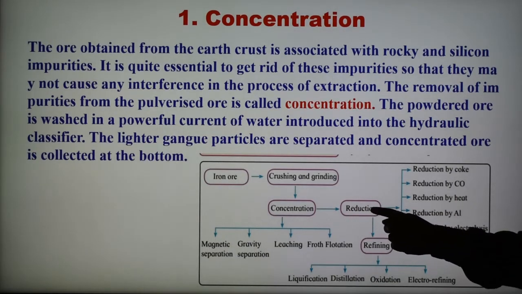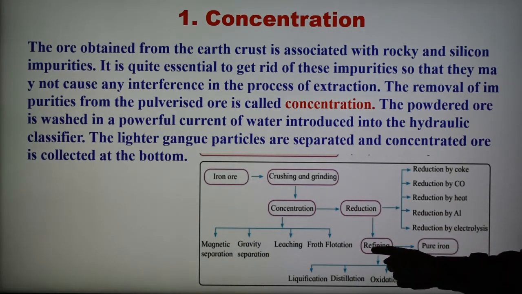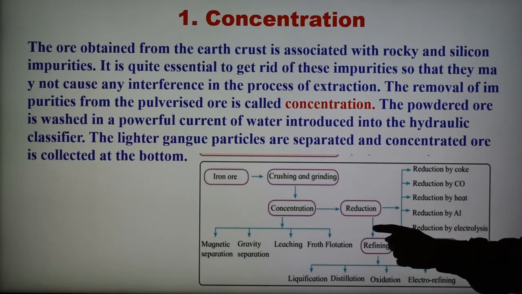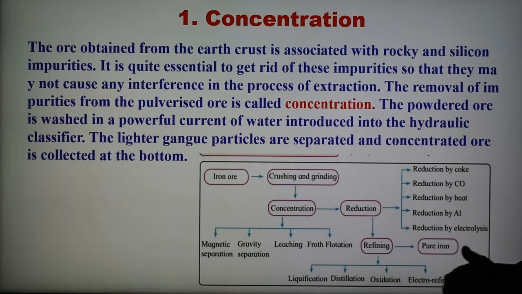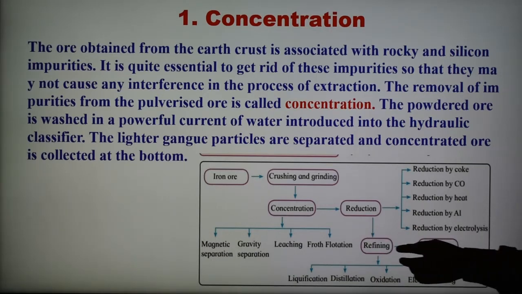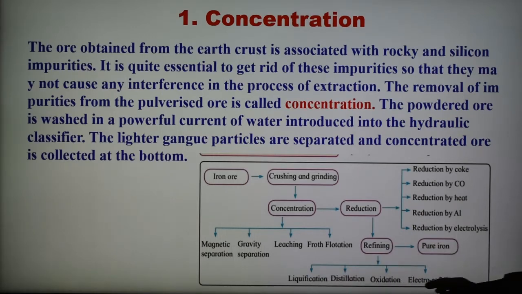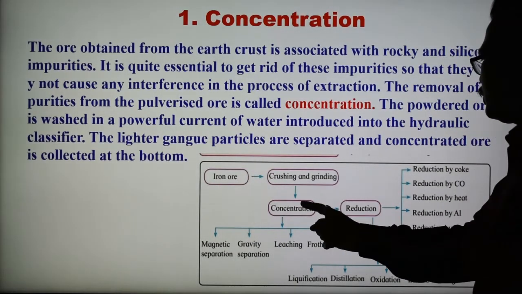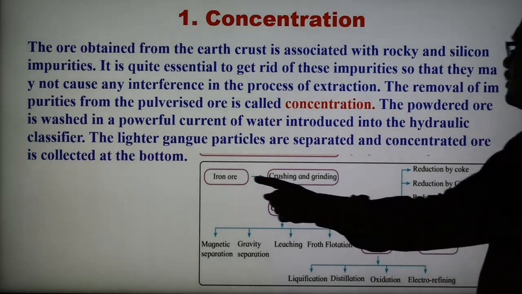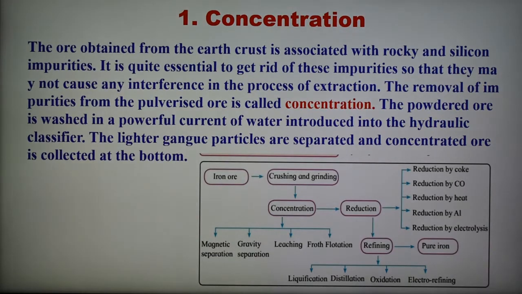After roasting or reduction, the next step is refining. One more step is there, which is known as smelting, and after that we have to refine. After refining, we get the pure metal, iron, and for refining, different processes are there: liquefaction, distillation, oxidation, and electrolytic refining. So this is the flow chart. See 1, 2, 3 in this way: we start from iron ore, and lastly we get the pure iron.